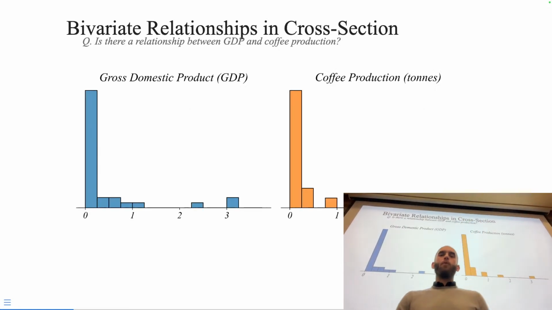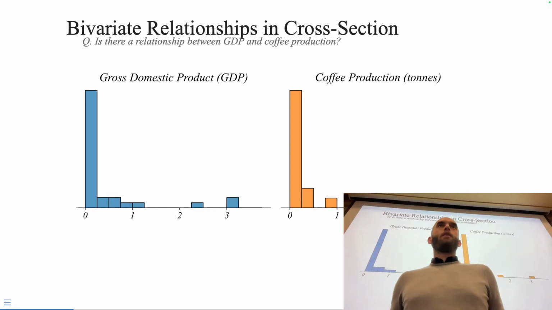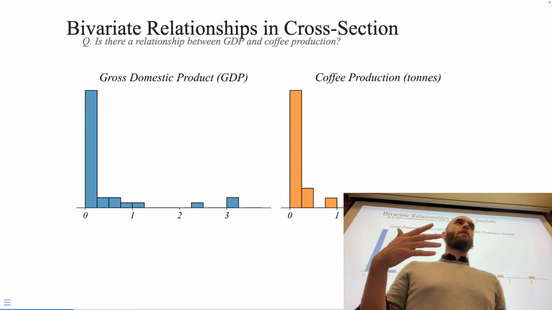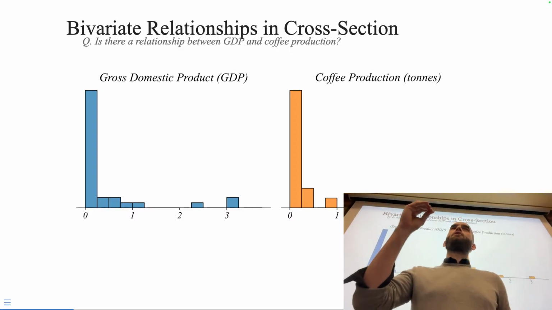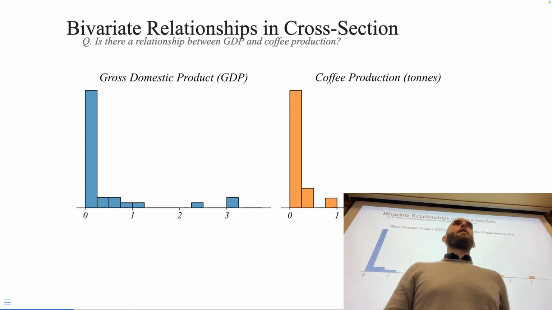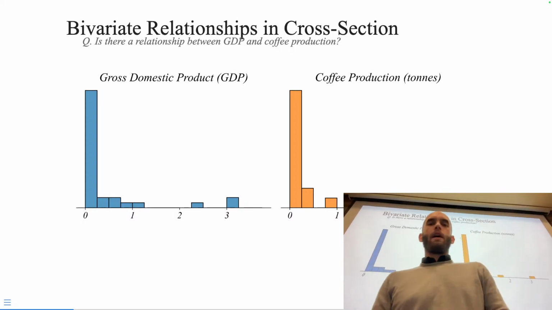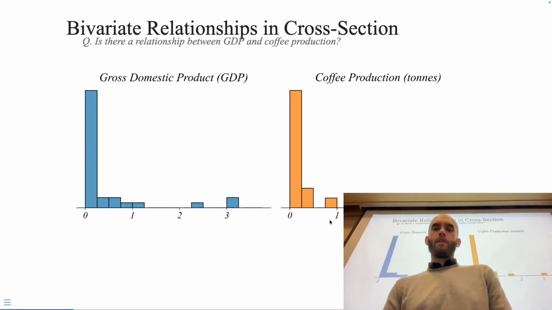Okay, so we're going to work with this data set. I have data on GDP by country and coffee production by country. Lots of countries import coffee. There are only a few countries that do a lot of exporting of coffee. So these are the countries that are primarily producing coffee for export. We'll talk through some of the examples of these countries in a second. What about this question? Is there a relationship between GDP and coffee production?